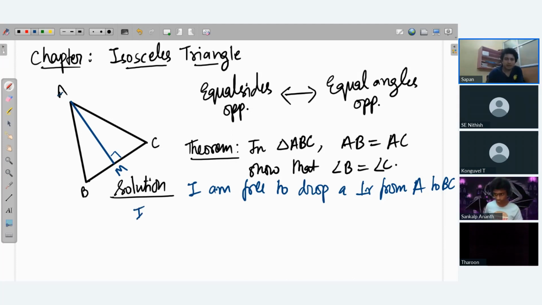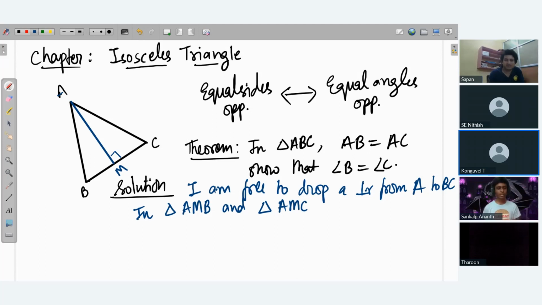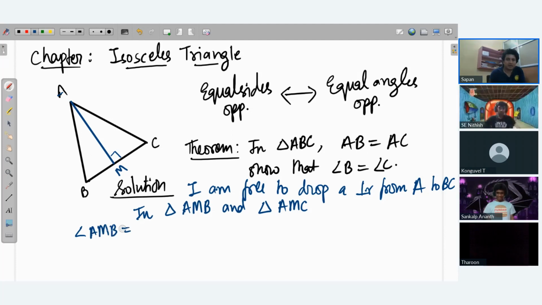Now I look into triangles AMB and AMC. They are both congruent because of the RHS rule. So angle AMB is equal to angle AMC, each 90 degrees. Then AB is equal to AC, which is given.